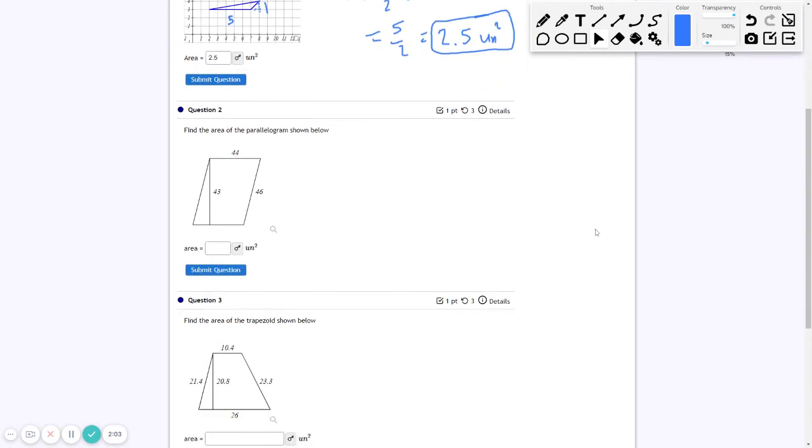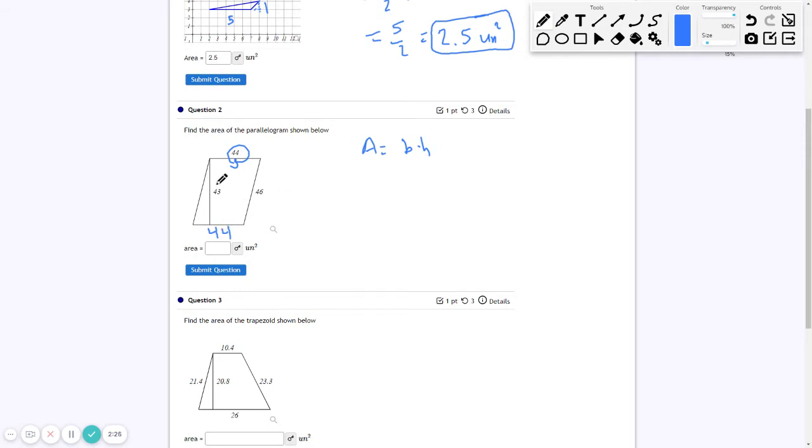Moving on to number 2, find the area of the parallelogram shown below. And for these, very straightforward again, area is equal to base times height. So in this case, my base here is going to be 44. Some of you might wonder, well, Mr. Tran, that's not the bottom. But we have to remember with parallelograms that the opposite sides are going to be the same. So this is also 44.